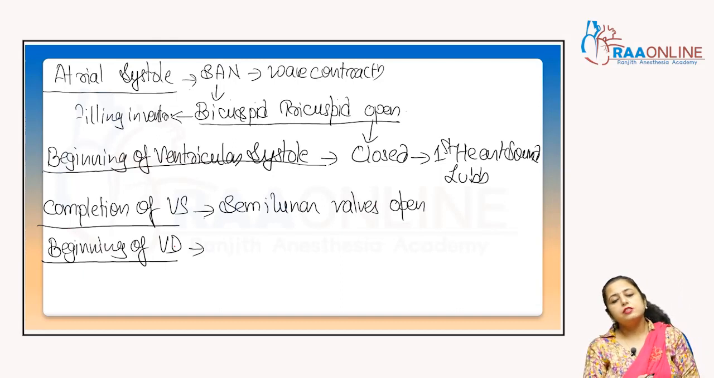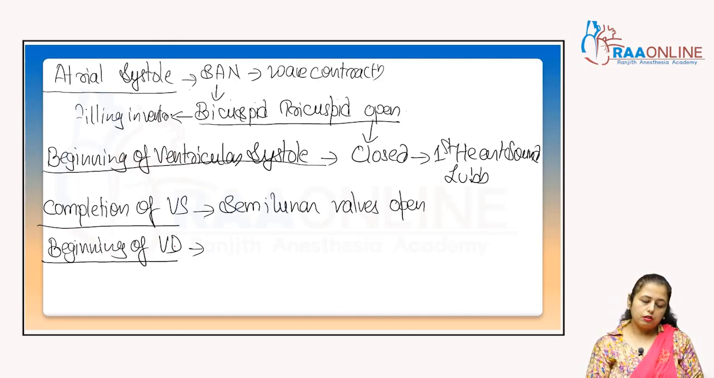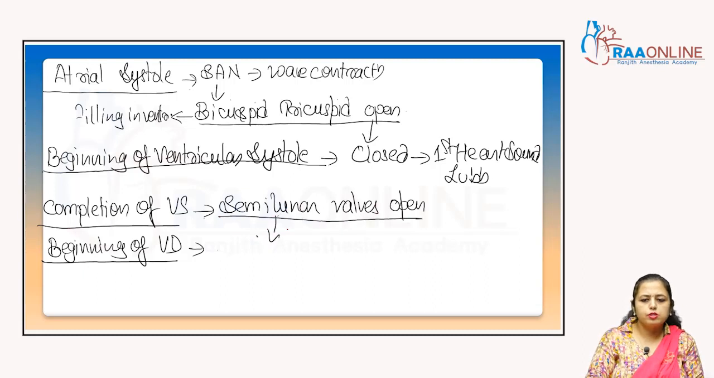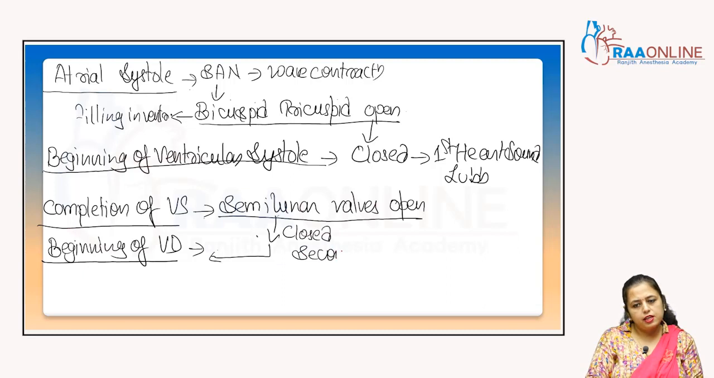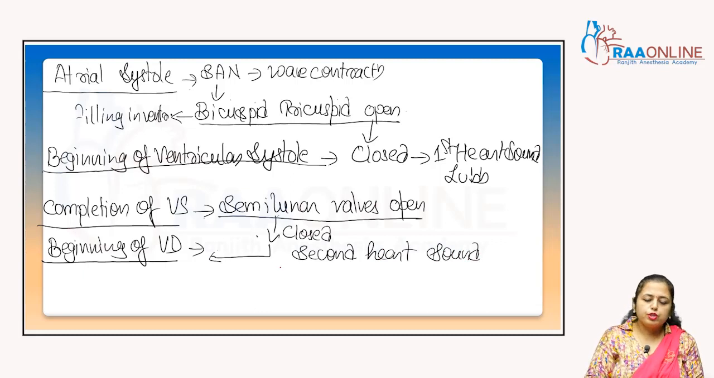At the beginning of the ventricular diastole, as its name suggests, the ventricles are in the relaxed state. That means the semilunar valves get closed, right? These semilunar valves get closed at the beginning of the ventricular diastole, and due to that, the second heart sound is produced, which is known as the dub.